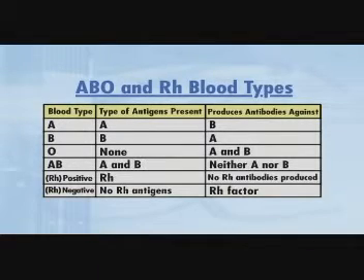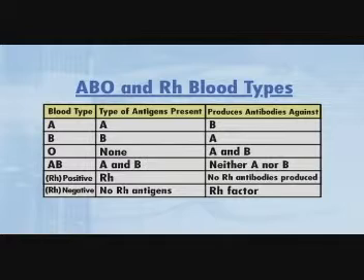Type A. A person who has only type A antigens will produce antibodies against B antigens, so these two blood types are incompatible. Type B. A person who has only type B antigens will produce antibodies against A antigens, so these two blood types are incompatible.